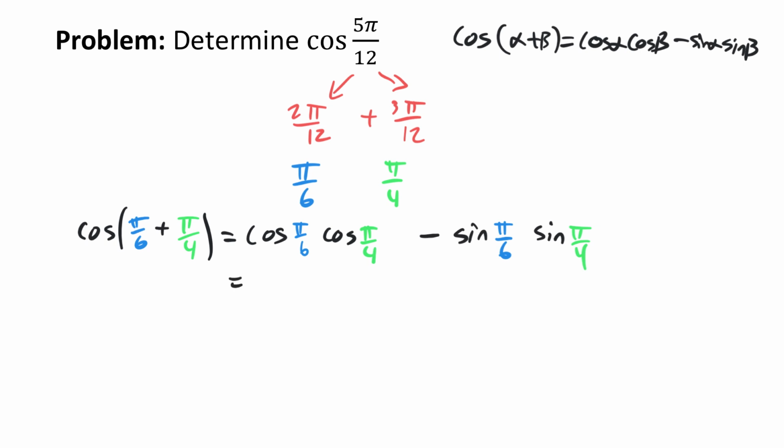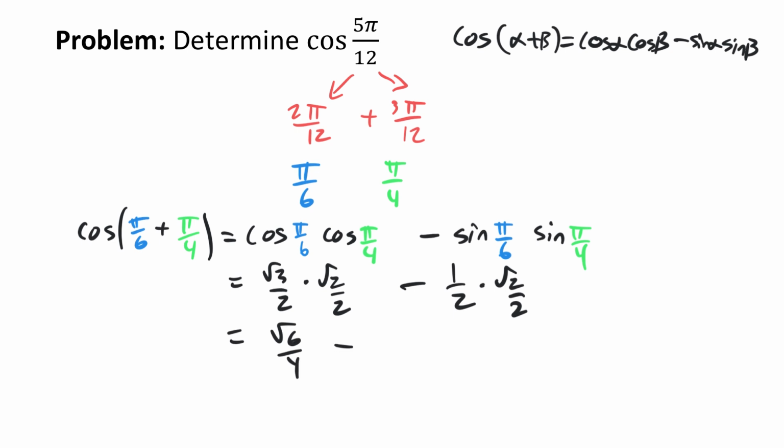Now cos of pi over 6, remember that's 30 degrees, so that's going to be root 3 over 2. This one's going to be root 2 over 2. This will be 1/2 times root 2 over 2. And so we have root 6 over 4 minus root 2 over 4, which is root 6 minus root 2 all over 4.